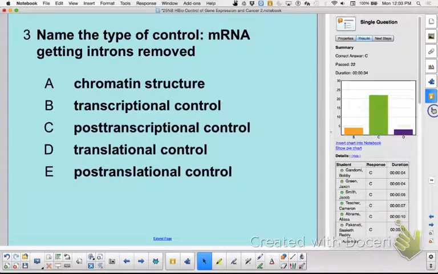Okay, name the type of control. Most of you got that. Post-transcriptional, because you're talking about cutting out the introns before you leave the nucleus. Okay, next question.